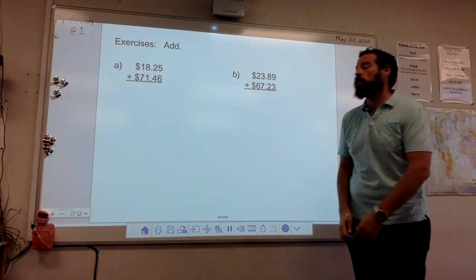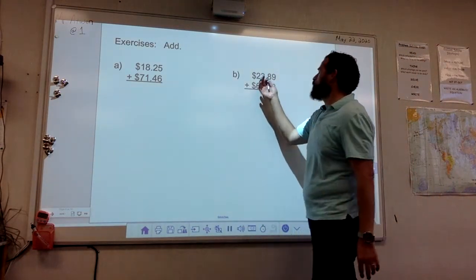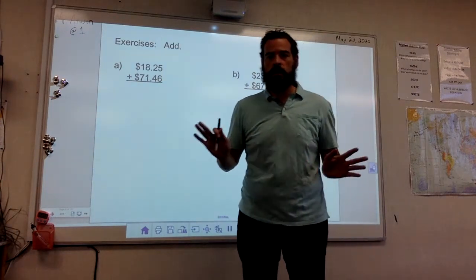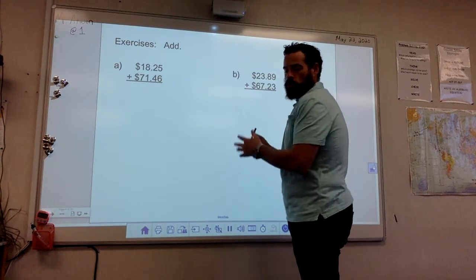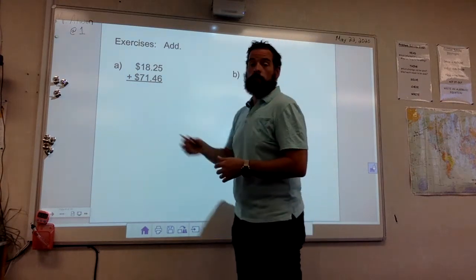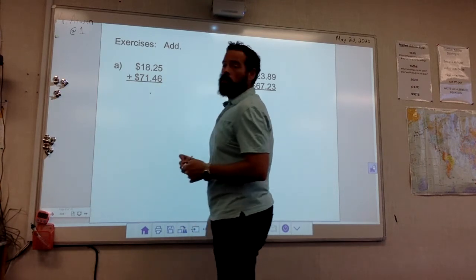And we just have numbers that are a little bit bigger, but again, as long as we line up the decimals, it doesn't matter how many digits we have. We just keep working our way as we normally do, regrouping when necessary, and making sure our decimal points are lined up, making sure we have our decimal point in our answer.